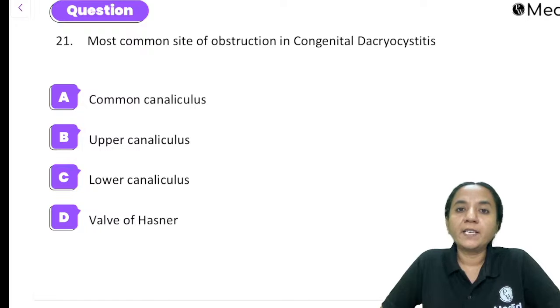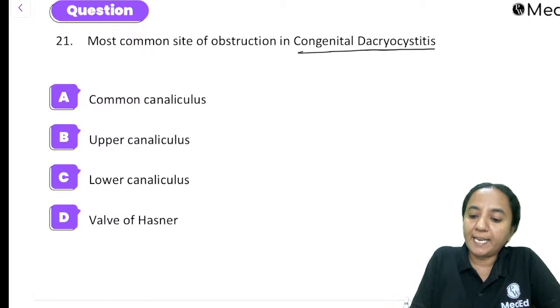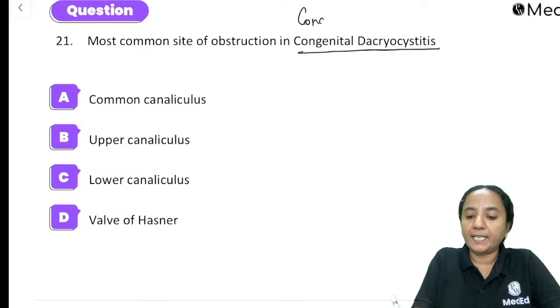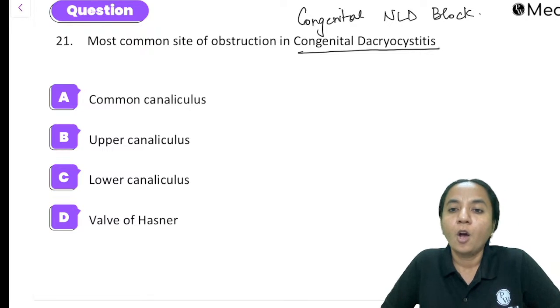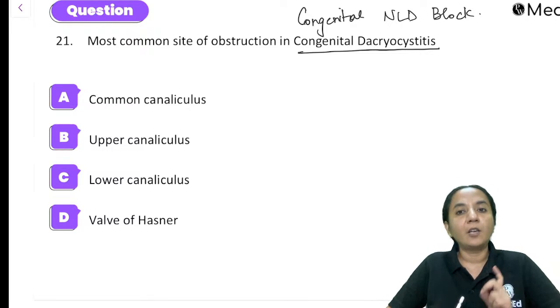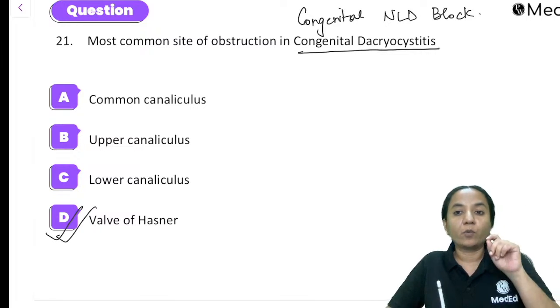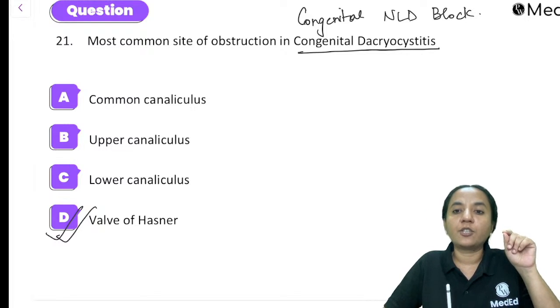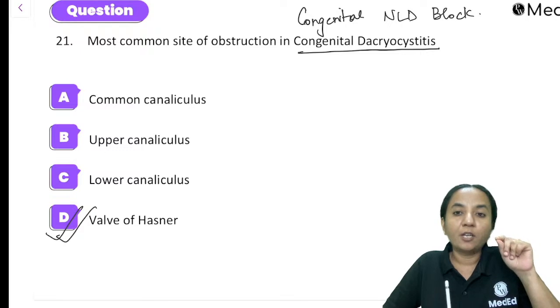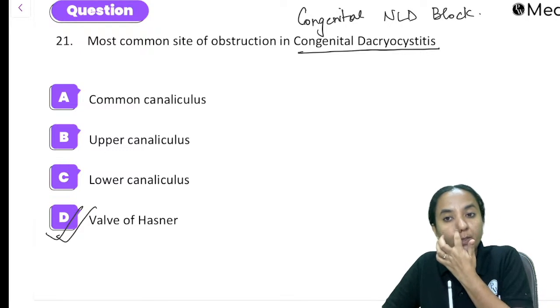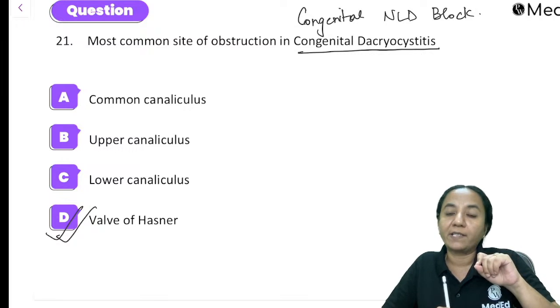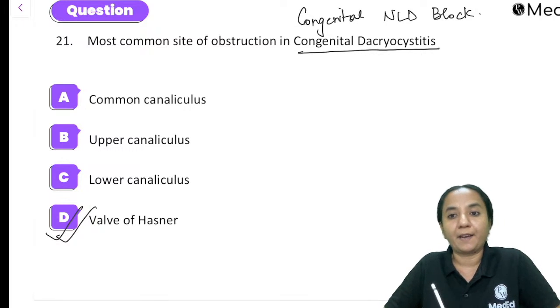Next question. What is the most common site of obstruction in congenital dacryocystitis? The other name for congenital dacryocystitis is congenital NLD block. So the most common site of obstruction is the lower end of the NLD, that is the valve of Hasner. Where is the valve of Hasner? It is at the junction of the nasolacrimal duct with the nose. At that point we have the valve of Hasner, and that is the site of obstruction in congenital dacryocystitis.